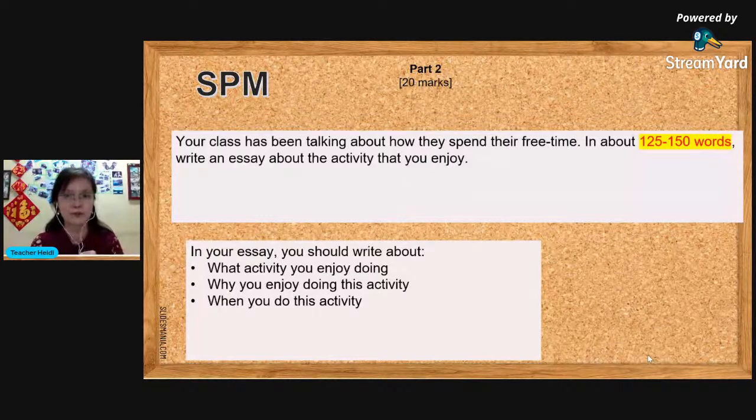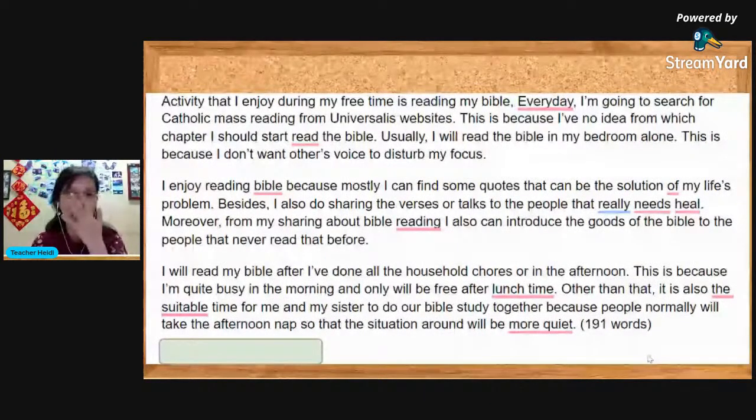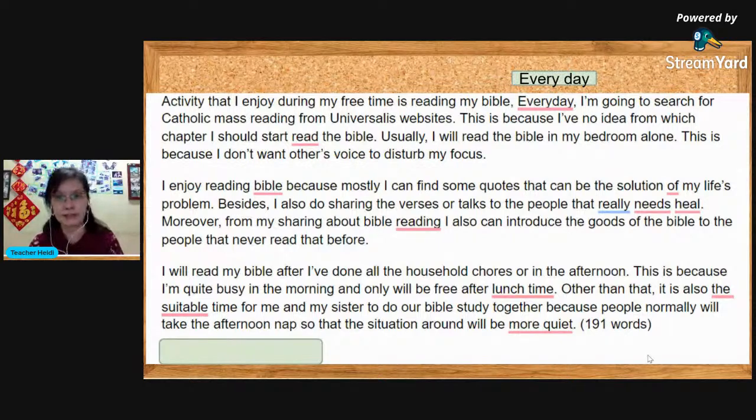Okay, now let's have an example. "Activity that I enjoy during my free time is reading my Bible." Okay, obviously the student is a Christian. "Every day I'm going to research for Catholic Mass reading from Universalist website." So let's look at the first error. Every day. Okay, how do you remember this one? How you write every day, every month, every year. That's how you're going to write every day as well. So make sure it's 2 words and not one.